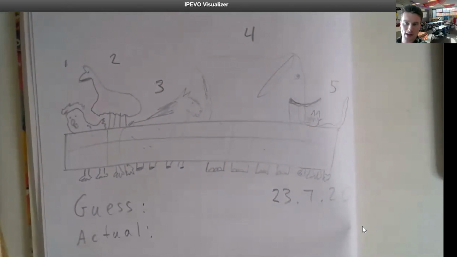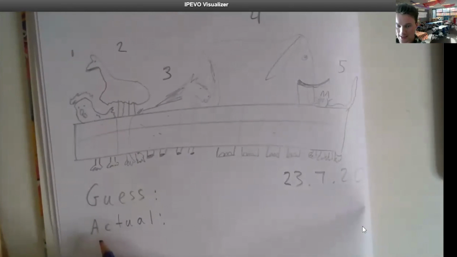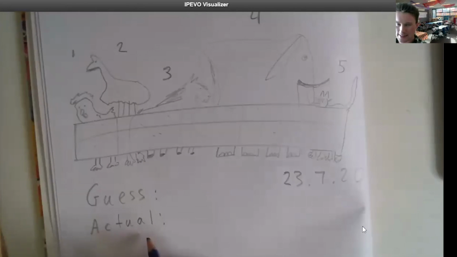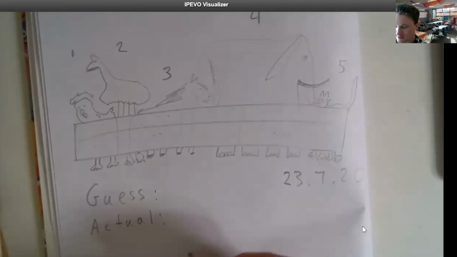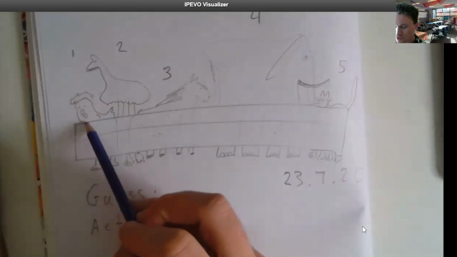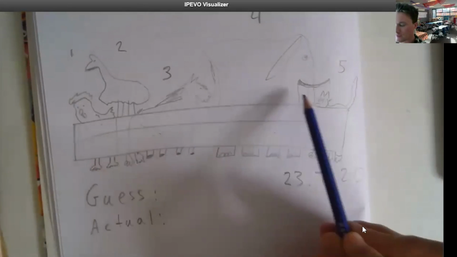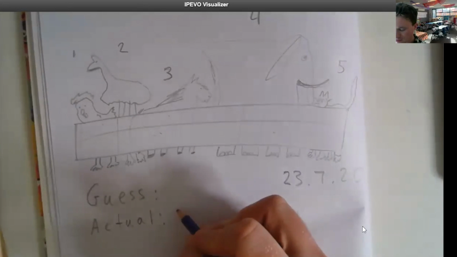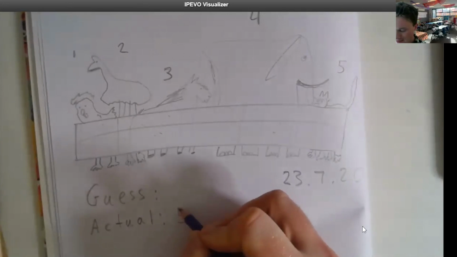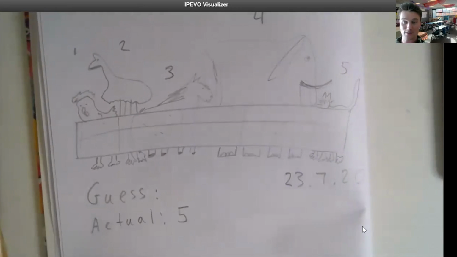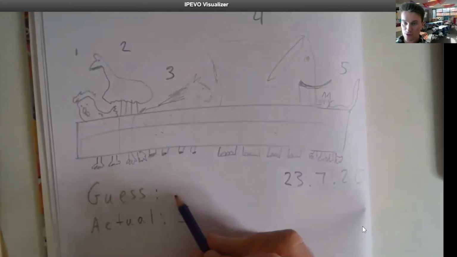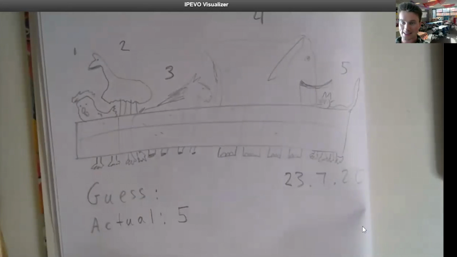So it doesn't matter if your guess was right or it was wrong. It was just a little bit of fun. But this word here, actual, that's really important. That means how many was there really? What was the right answer? And there was 1 chicken, 2 emu, 3 pony, 4 elephant, 5 cat. So the answer was 5. Did you guess them right? Did you get them wrong? Make sure you've written your guess in your workbook and I can see.